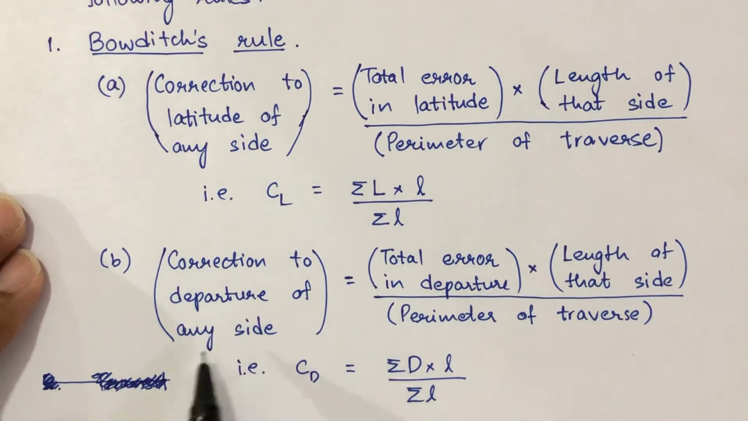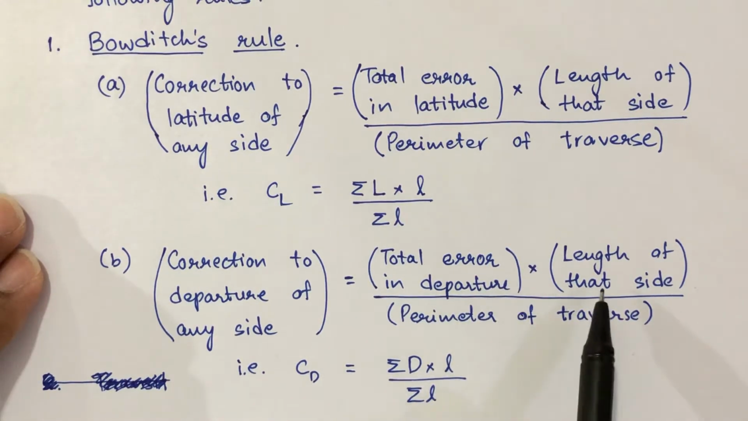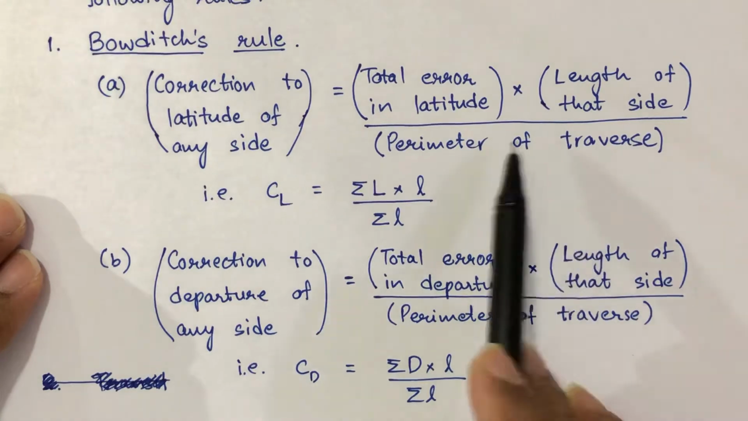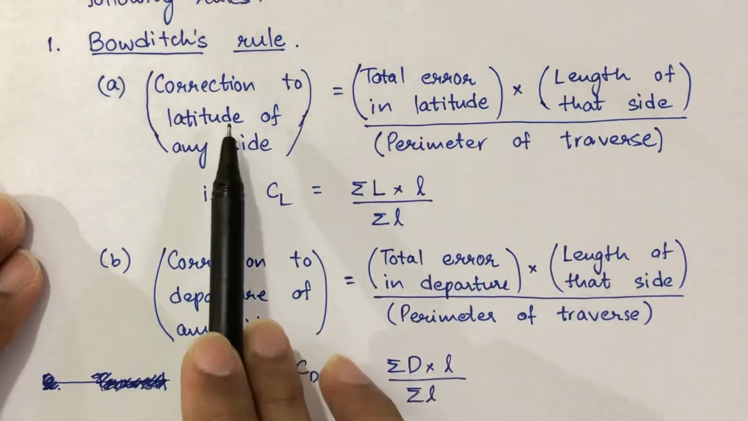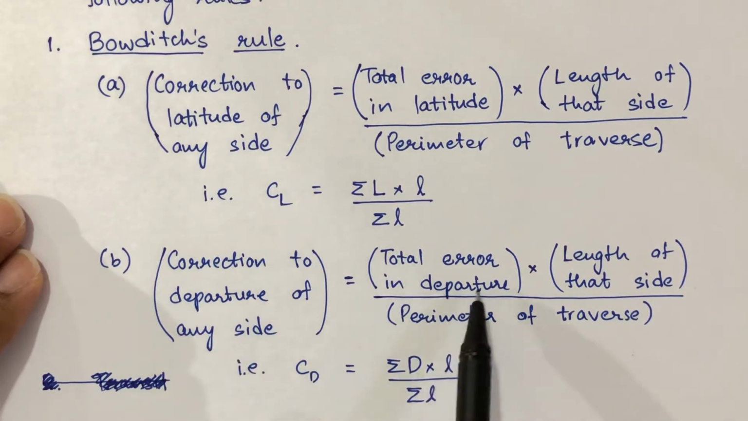Also, correction to departure of any side is given by this formula. That is, CD is equal to summation of D, capital D, that is total error in departure, times length of side small l, divided by perimeter of traverse, summation of small l. Here, length of that side and perimeter of traverse are common. The only thing changing is that for correction to latitude we use total error in latitude, and for correction to departure we use total error in departure. Based on this Bowditch rule, let us solve one numerical.